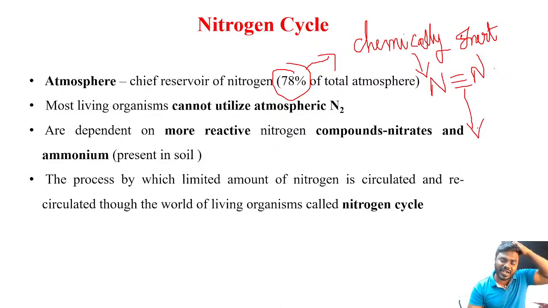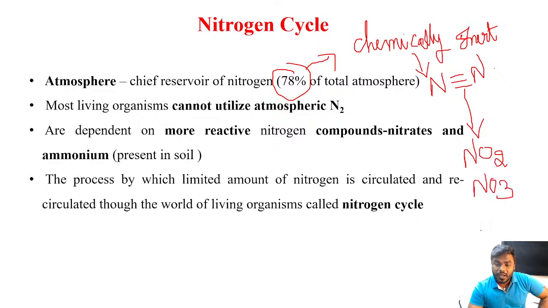We can use nitrogen only when it is available in a simple form, a free form. What are the free forms of nitrogen? I can say NO2, NO3, NH3, NH4 plus. These are all simple forms of nitrogen.